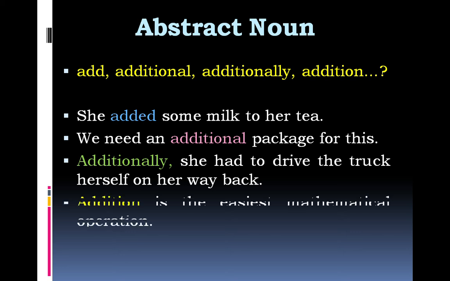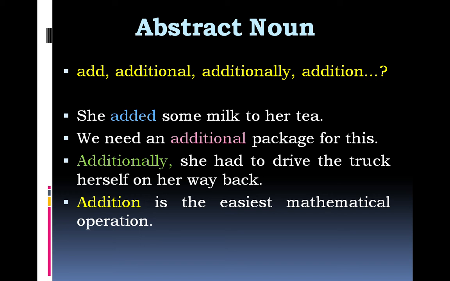Let's take a look at the next sentence. Addition is the easiest mathematical operation. If I ask you what's the subject of this sentence, your answer will be addition. Now remember that the basic functions of nouns in sentences are subject and object. It has got other roles also, but these are its basic functions. So whenever a word functions as the subject of a sentence or some kind of object, you can be almost sure that it's a noun of some kind. So its functioning as the subject of the sentence proves it to be a noun.